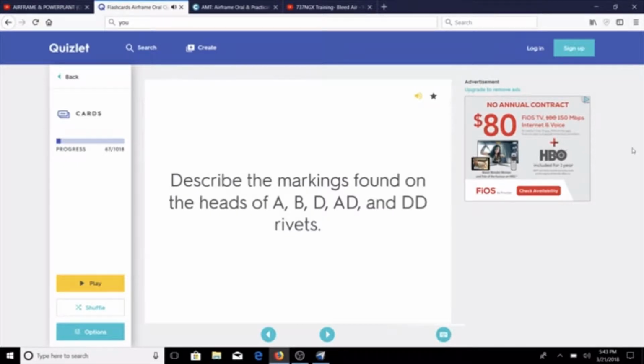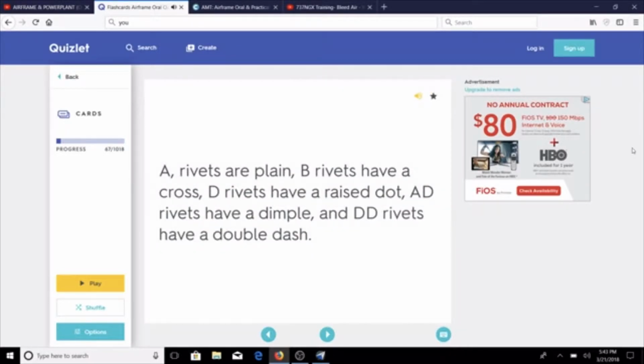Describe the markings found on the heads of A, B, D, AD, and DD rivets. A rivets are plain, B rivets have a cross, D rivets have a raised dot, AD rivets have a dimple, and DD rivets have a double dash.